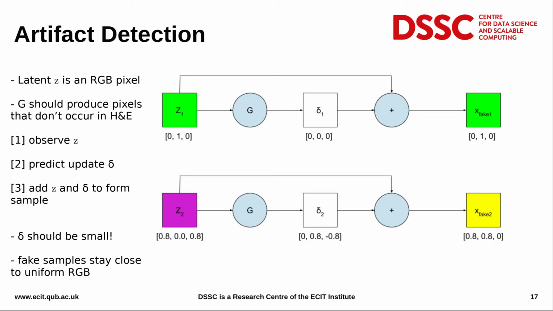In the figure shown, Z1 is bright green, which does not occur in hematoxylin and eosin images. Therefore, the delta is the 0 vector. Z2 is purple, which does occur in hematoxylin and eosin images. The generator must therefore change Z2 so it becomes a colour that does not occur in hematoxylin and eosin images. Thus, the delta is non-zero.